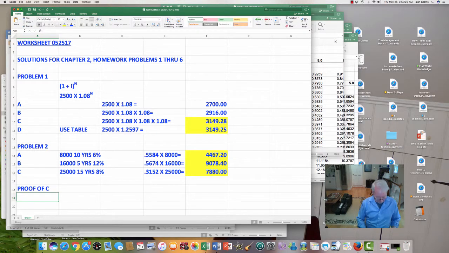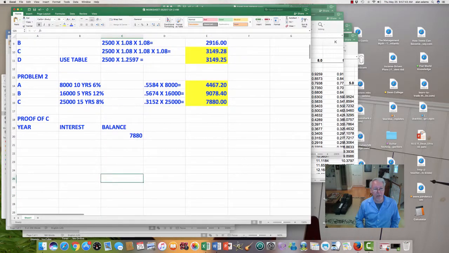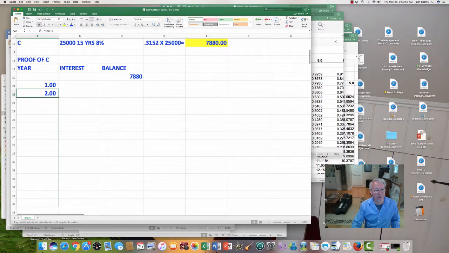Okay, whenever you do a proof, you're going to take your years. And by the way, your proof will change a little bit for more advanced problems. We'll deal with that later. What is the amount of interest every single year, and what is my running balance? Let's put down here, if I invest $7,880 today, and I'm going to do that for 15 years, so I'm just going to grow this number out for 13 more years. That's going to give me line 35, I think.